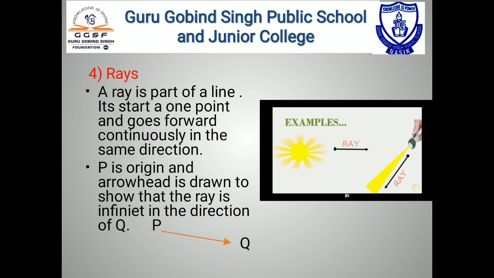If we take the example of sun, sun is a fixed point and the rays go in all the direction. So it is also a type of ray. If we take the example of torch, and the torch is on, the light goes forward continuously in the same direction. It is also a type of ray.